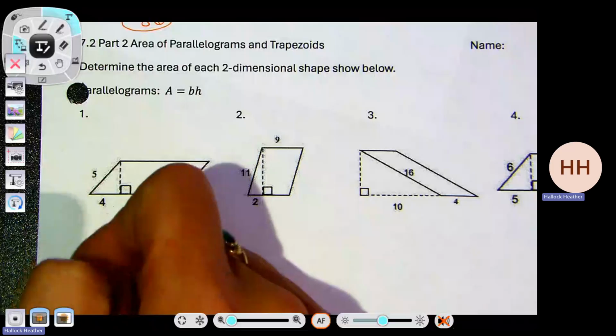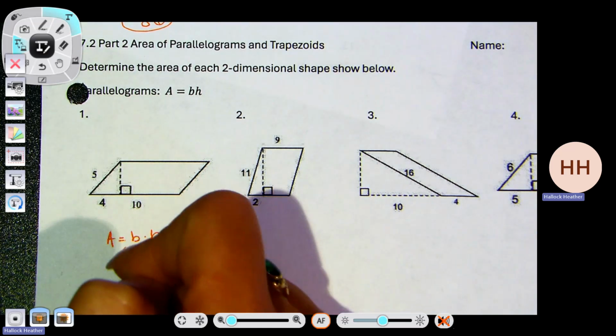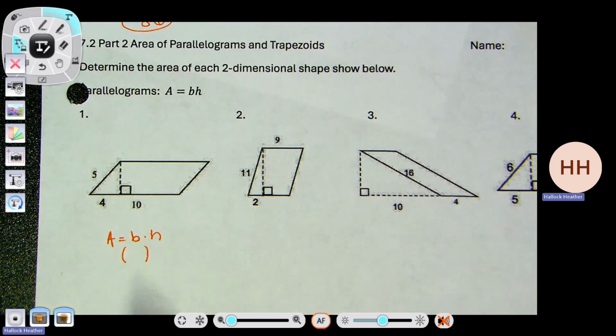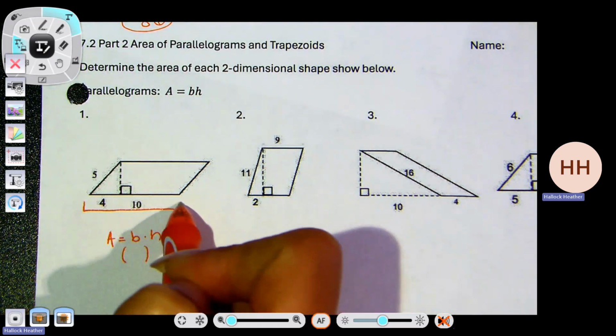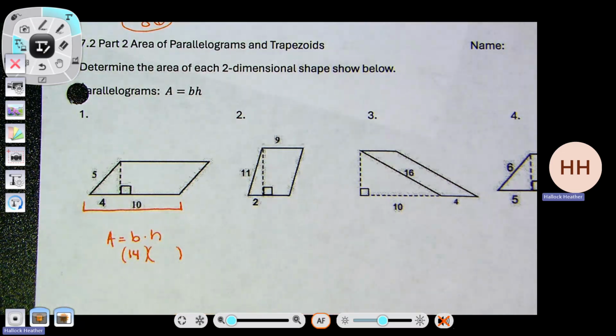Area equals base times height. What's my base total in length? 14. So this whole distance is going to be 14. Now I need my height. No. That's where it changes from geometry to other elementary school.